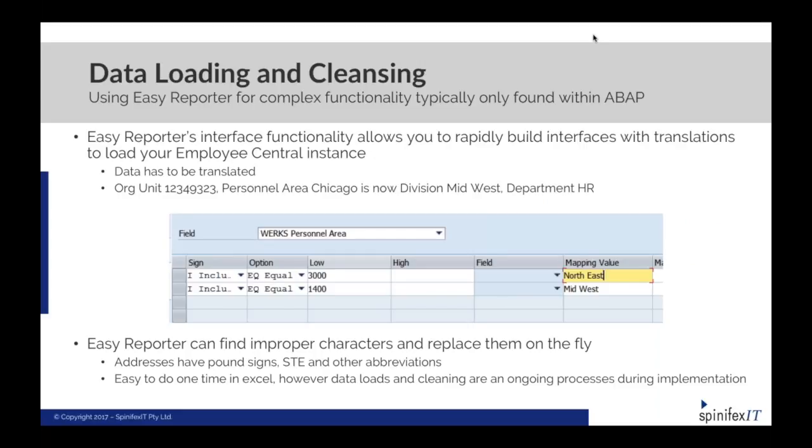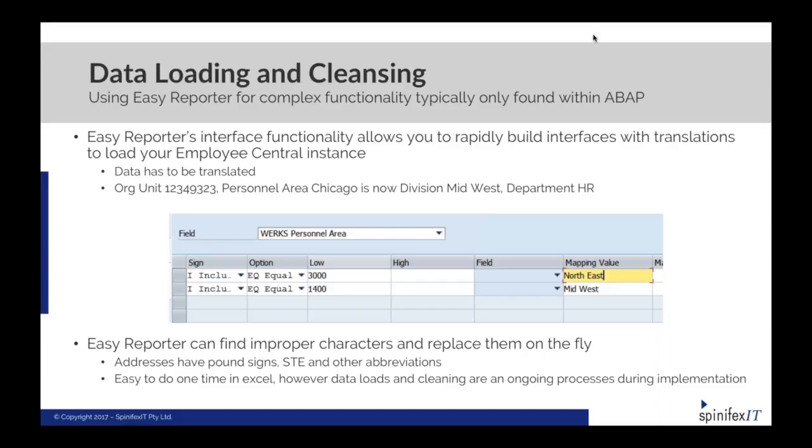So the Easy Reporter interface builder that we've talked about before doesn't require any coding to use. All you need to do is take a report that you've created and ask it to output in a particular file format that you're after. In this case, it's just a CSV, a nice straightforward file. Some of the other things that you actually have the ability to do in the interface builder are important. They allow you to translate that data directly.